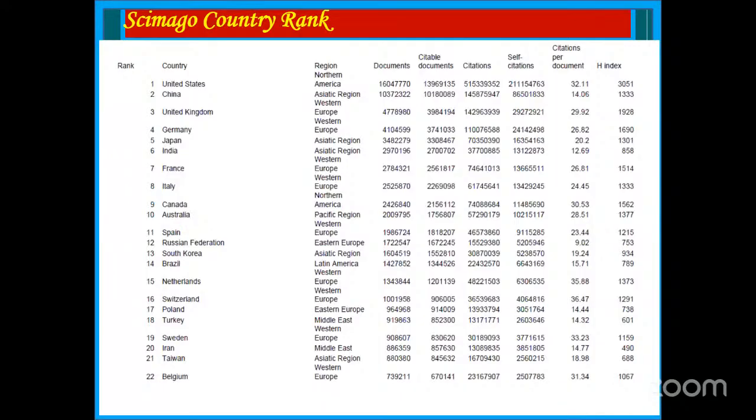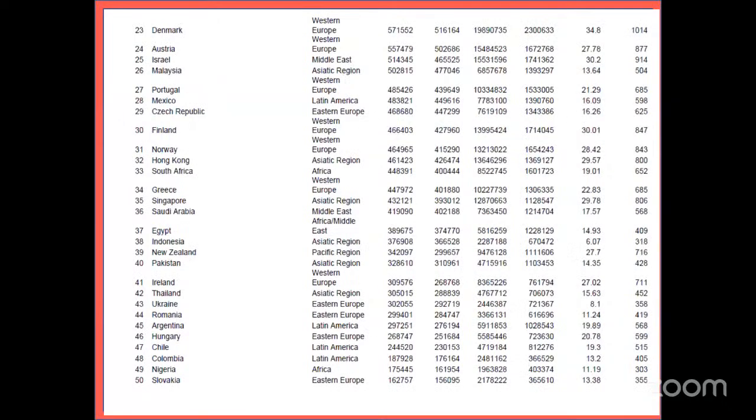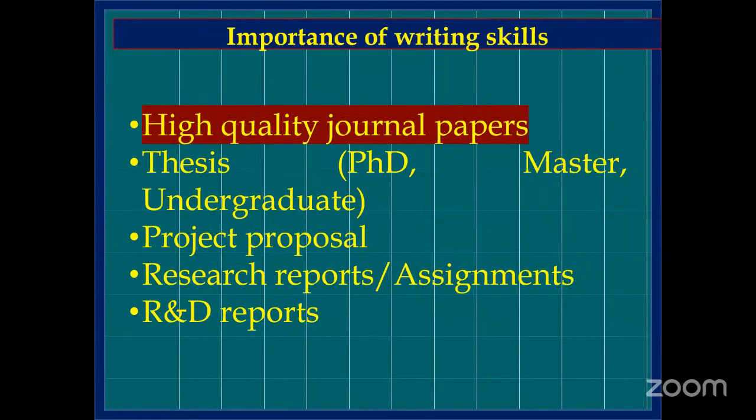So every year, SCImago lists out these countries. So this country is at the top level. Like this, I made it for 250 countries. Okay, and how can we improve that writing skill?